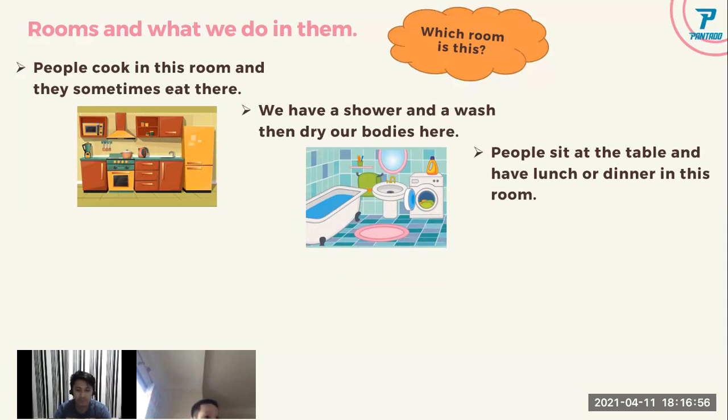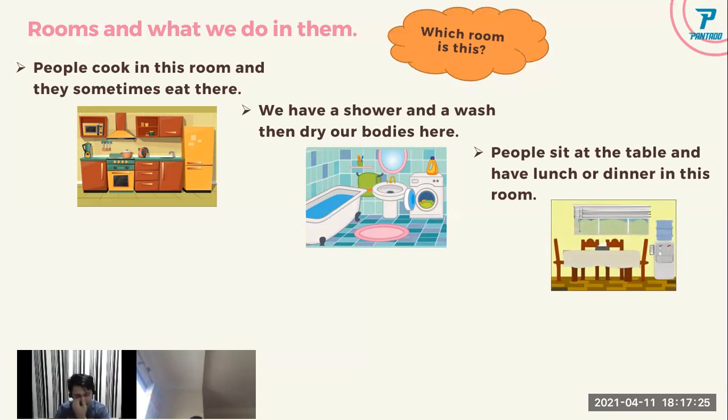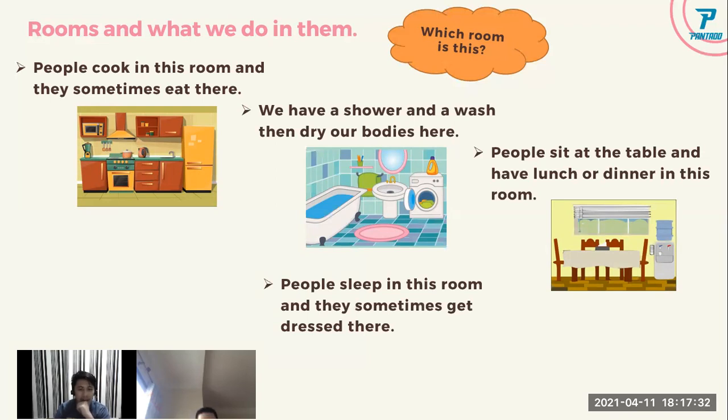Next. People sit at a table and have lunch or dinner in this room. What is this? I don't know. You don't know? Where do you have dinner? Dinner at the kitchen. Okay, you call it the dining room, right? Next. People sleep in this room and they sometimes get dressed here. It's a bedroom. Okay, good.